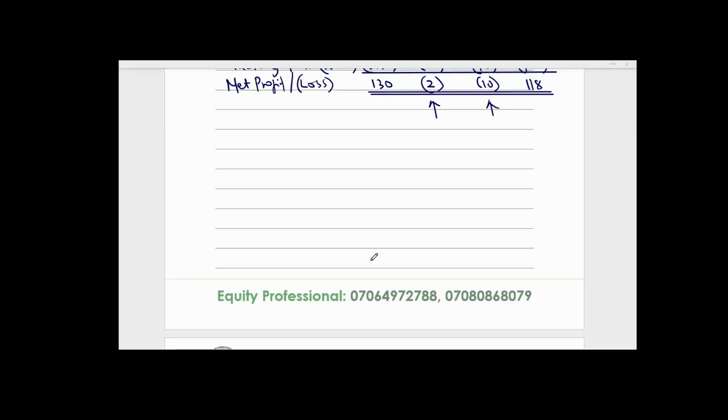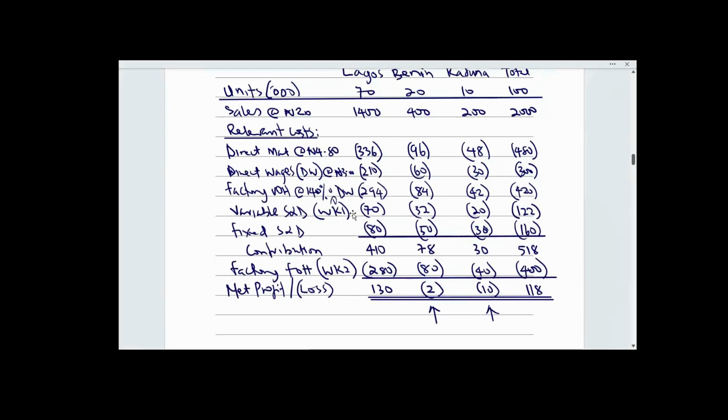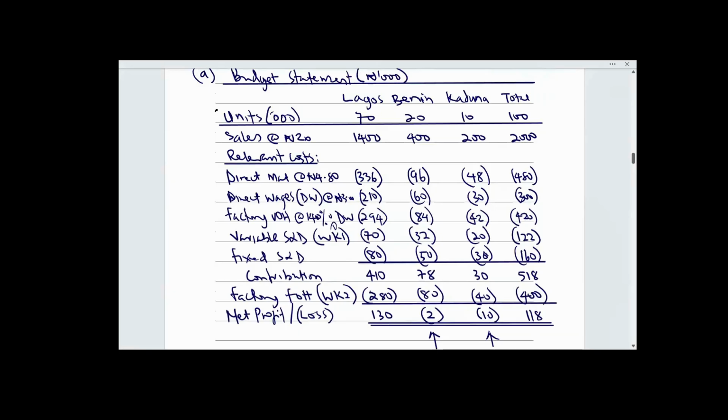Requirement number B, you are to redraft the statement prepared above using the contribution margin approach. So pay attention, please. Can we ask questions now? Go ahead. I'm wondering why fixed selling and distribution cost is a variable cost. It's not a variable cost, it's a relevant cost. Okay, relevant cost, that's fine.